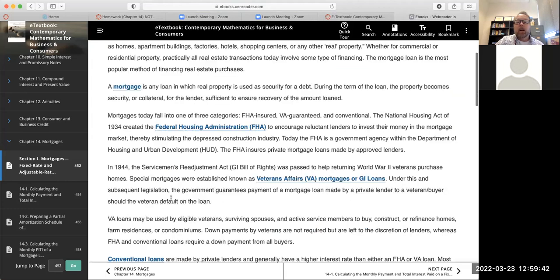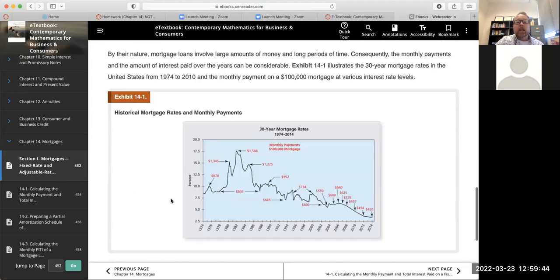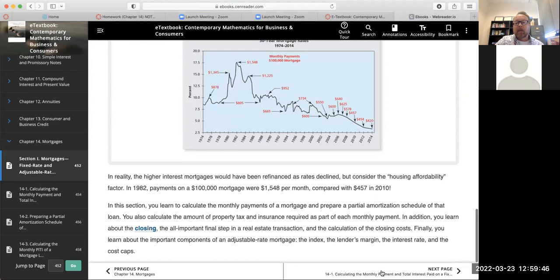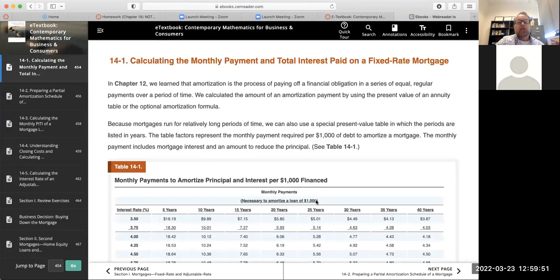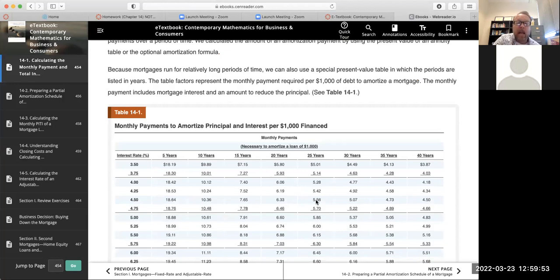And so 14.1 is the first section here. And I'm not going to read any of it. I'm just going to get right to the problem that they pose. But the big thing you need to remember is there's an amortization table that you're going to use. This is something that's common. It's out there. They use them all the time in mortgage companies and things like that. And it's just a quick way of figuring out how much your payment is going to be.